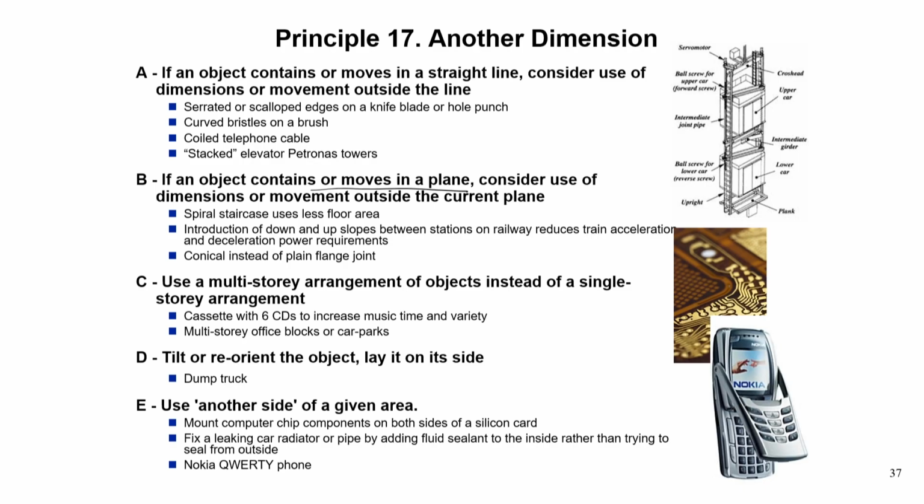Use a multi-story arrangement of objects instead of a single story arrangement, like a cassette with 6 CDs to increase the music time and variety. Multi-story office itself, multi-story block or something. That means instead of horizontally growing, you are adding the third dimension. Tilt or reorient the object, lay it on its side like a dumping truck, what you call it. Use another side of a given area. Mount computer chip components on both sides of a silicon card.